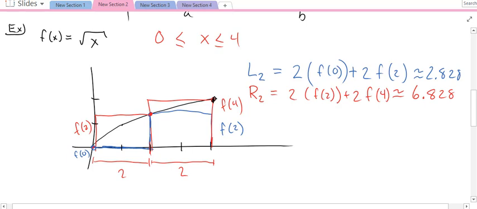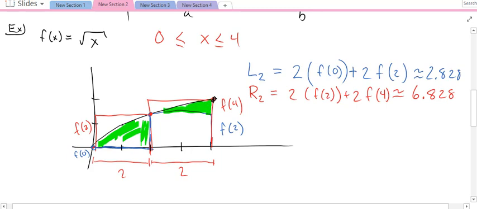Now, we can see from the picture here that the left endpoints is going to be an underestimate because it's not accounting for any of this area here. And then in this next bit, it's not accounting for any of this area up here.